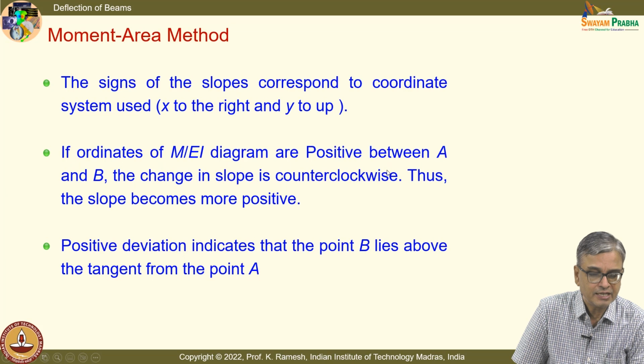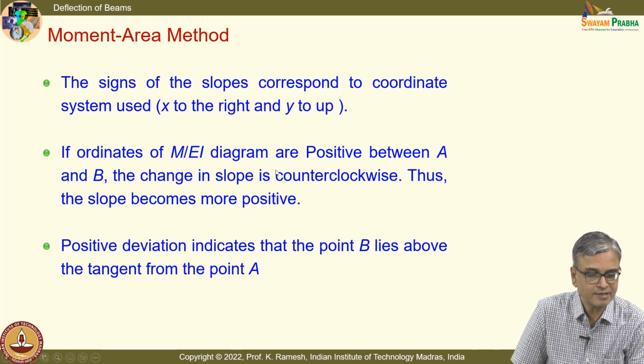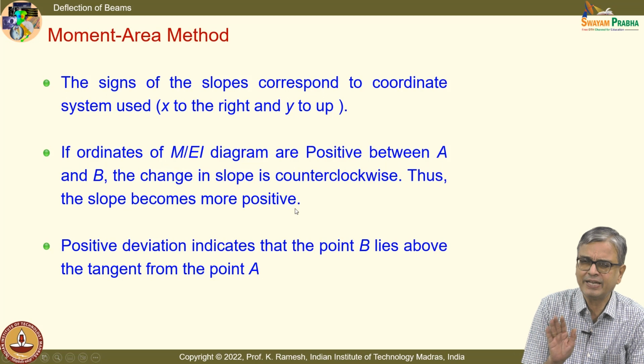Okay, you have all the points come up in one shot. The signs of the slopes correspond to the coordinate system used, x to the right and y up. If the ordinates of the M by EI diagram are positive between A and B, the change in slope is counterclockwise. Thus, the slope becomes more positive. Very difficult to understand. When I solve a problem, I will show how it is. I will also give a via media for how you should handle it when you solve a problem.